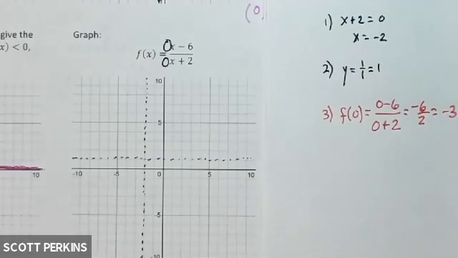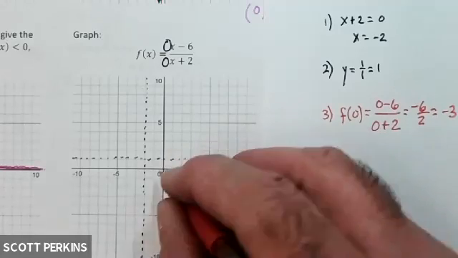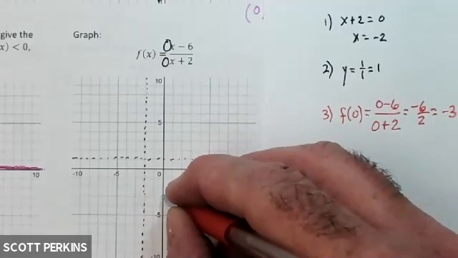That is where it goes through the y-axis. X is 0, y is -3. So I'm going to make a dot right there.